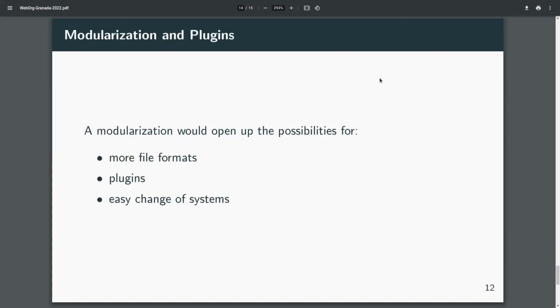I would also like to modularize and open it up for plugin use. So as I said, for more file systems, to have different algorithms in it. And maybe if somebody doesn't want to use GLPK, they could also use LP-solve or something like that. That would all be possible.